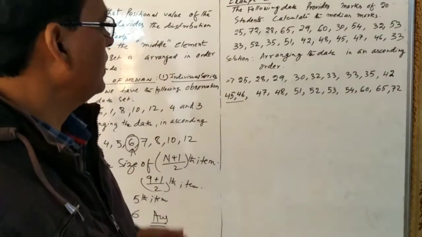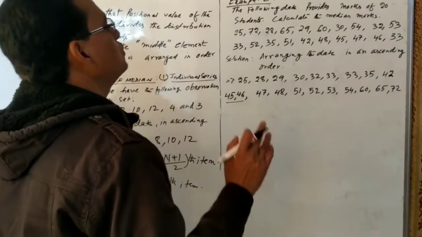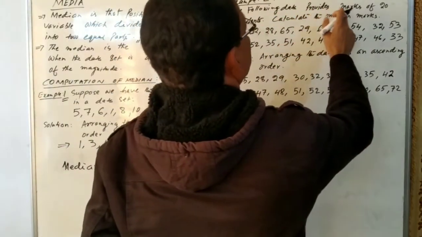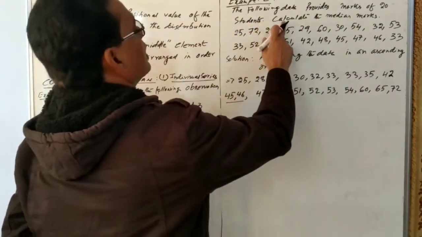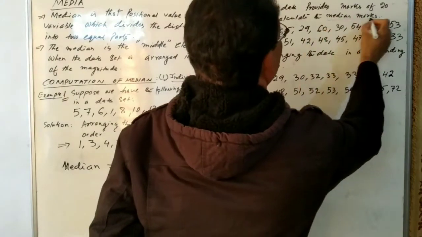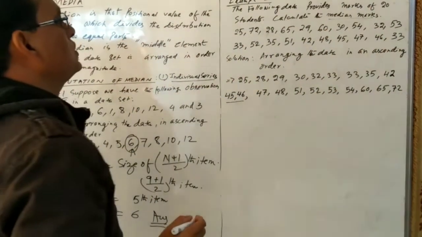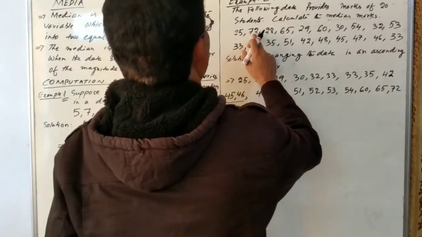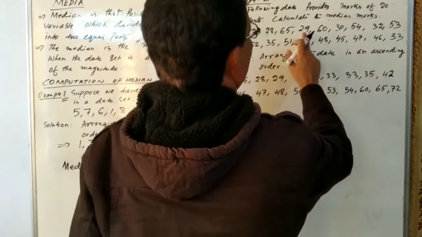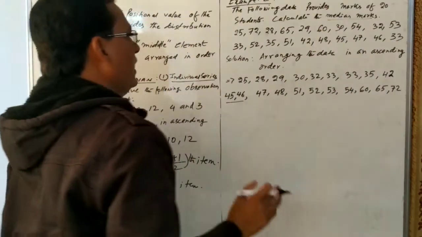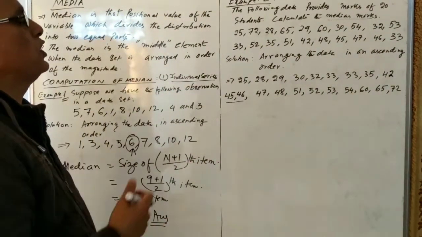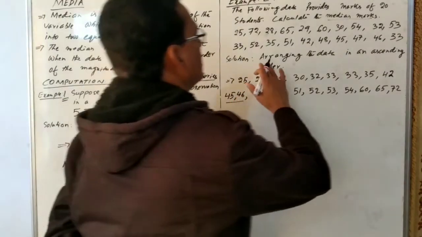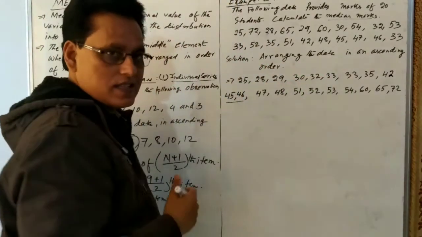Let us see another example, example number 2 from your textbook. The following data provides marks of 20 students. Calculate median marks. So here the marks of 20 students are given. This is 25, 20, 72, 28, 65 up to 33. And these are the marks obtained by 20 students. And what can we do? We have to arrange the data in ascending order.